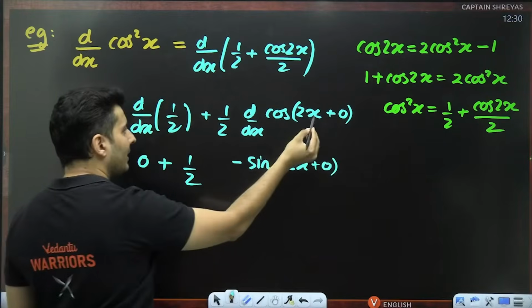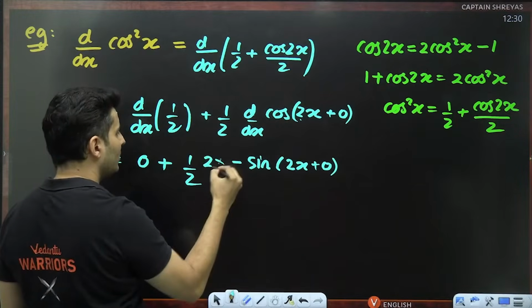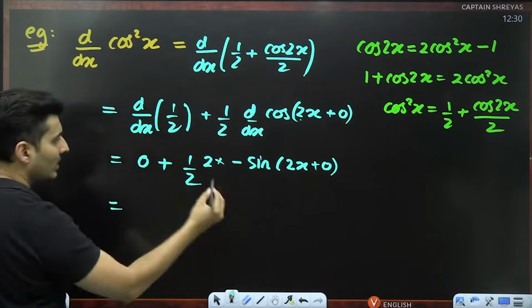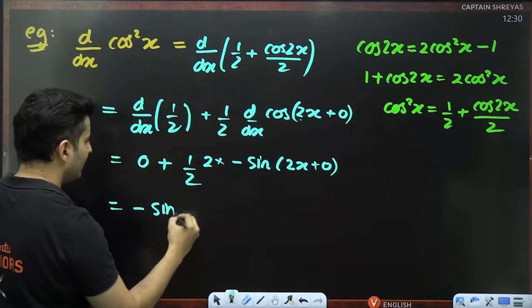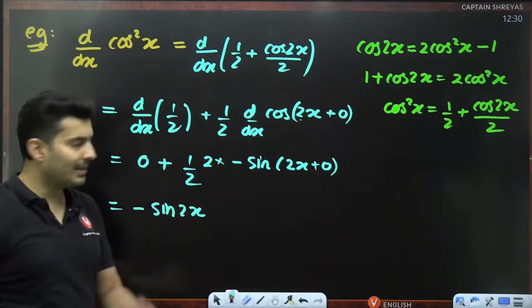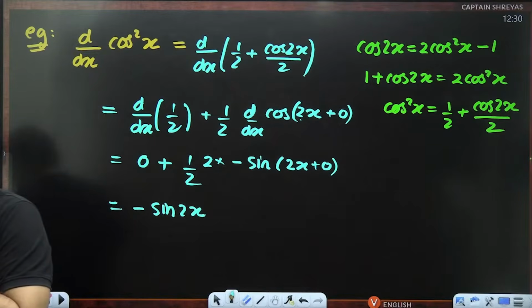Okay, perfect. And that coefficient of x comes outside. So 2 into that, hence the 2 cancels. The answer will be minus sine 2x. Minus sine 2x. How many of you got it? Very good.